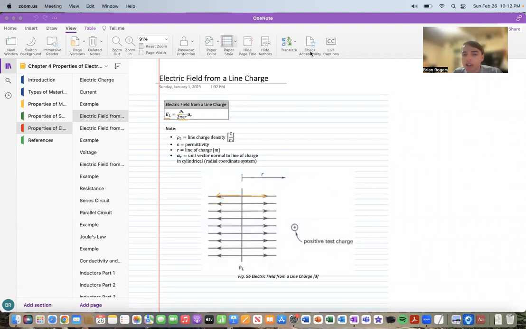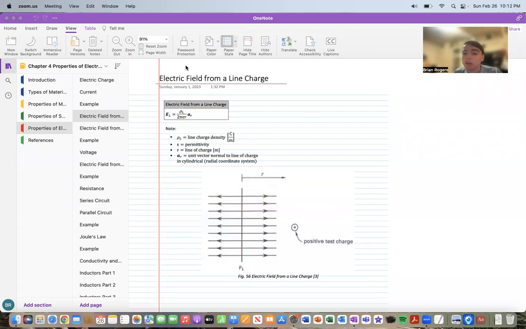So we have our line charge that is basically here along a line in its charge, and we just assume a positive test charge, and then it's going to the right and left, away from this line charge. And so R is the line of charge, and A of R in this equation refers to the unit vector normal to the line of charge. And so that'd be perpendicular to this line of charge here. And so that's why we see our R here is perpendicular to this line of charge. And so that's the electric field that is coming from a line of charge.